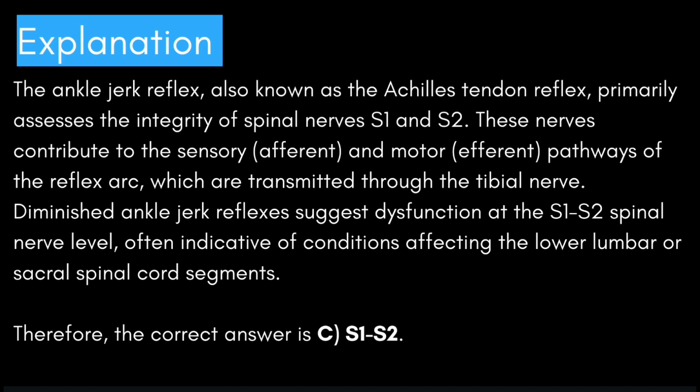The ankle jerk reflex, also known as the Achilles tendon reflex, primarily assesses the integrity of spinal nerves S1 and S2. These nerves contribute to the sensory afferent and motor efferent pathways of the reflex arc, which are transmitted through the tibial nerve. Diminished ankle jerk reflexes suggest dysfunction at the S1 to S2 spinal nerve level, often indicative of conditions affecting the lower lumbar or sacrospinal cord segments. Therefore, the correct answer is S1 to S2.